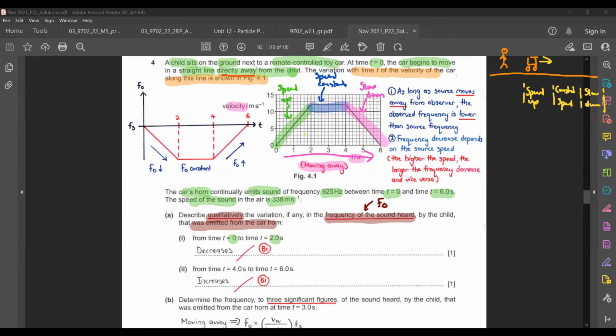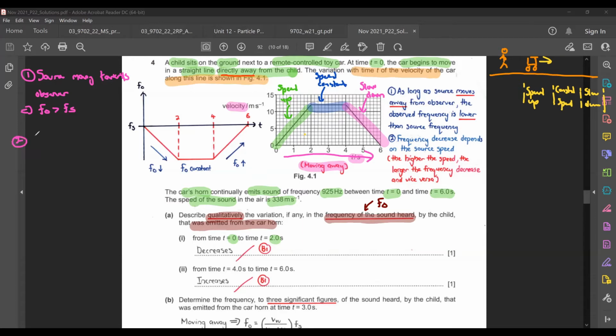Last time in Doppler effect, this is what we mentioned to you, right? If your source is moving towards the observer, your observed frequency will be more than your source frequency.